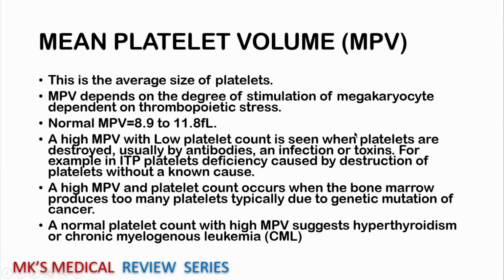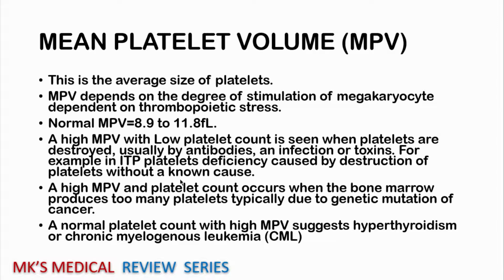We see this if the platelets are being destroyed, usually by antibodies, or an infection or even some toxins. Like for example, in idiopathic thrombocytopenic purpura, you have these antibodies that are destroying the platelets without any underlying cause, or we do not really know what's causing this. Then you may sometimes get a high MPV and a high platelet count. This is obviously going to be seen in the bone marrow that's going to be producing many platelets, typically due to some genetic mutations or even cancers.